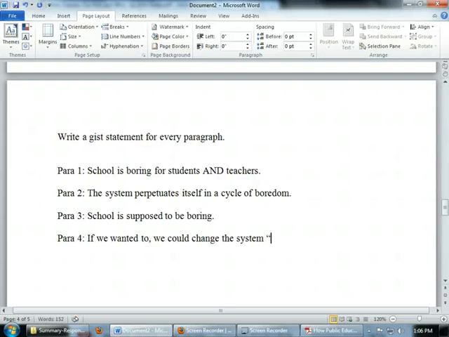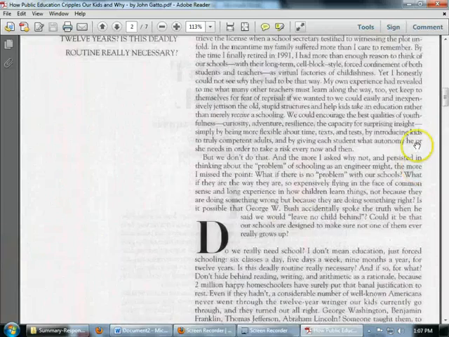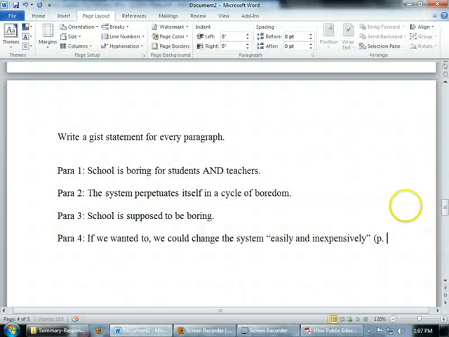And I'm going to even quote him here because in my summary, remember, it's okay to have some quotes, easily and inexpensively. And just for safe note keeping, I'll keep track of the page that's on. So that quote is on page 34. Right there, easily and inexpensively. Okay, that's the main point he's trying to make in that paragraph.